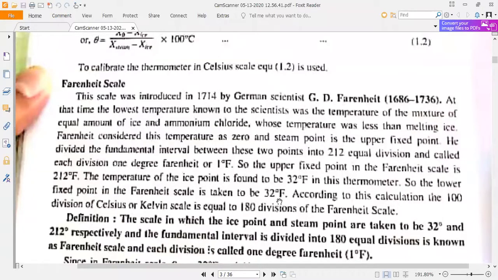Now the similar thing we can say for the Kelvin scale also. In Kelvin, 273 is the lower fixed point and the upper fixed point is 373. So 273 and 373, the difference is 100. This 100 is equivalent to the 180 difference of the Fahrenheit scale. Okay. I hope this is clear.